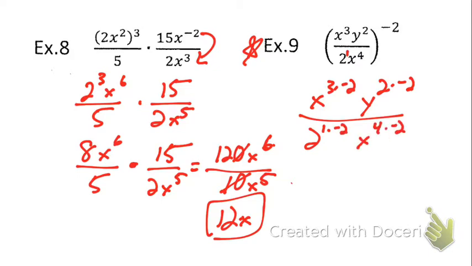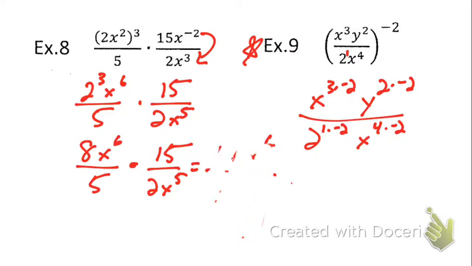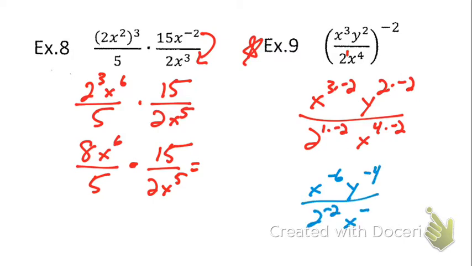Now it's going to get ugly. I'm not going to lie to you. It's going to get real ugly, and we're going to have a lot of negative exponents, but we can handle it. Let me go ahead and change the color real quick. So now I have x to the negative 6th, y to the negative 4, 2 to the negative 2, and then I have x to the negative 8 power.